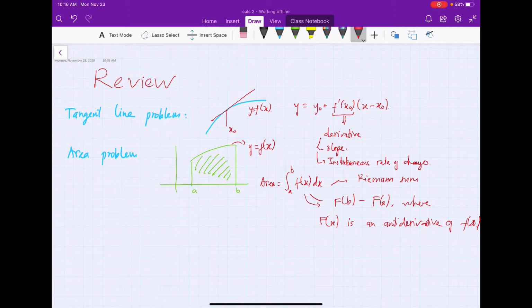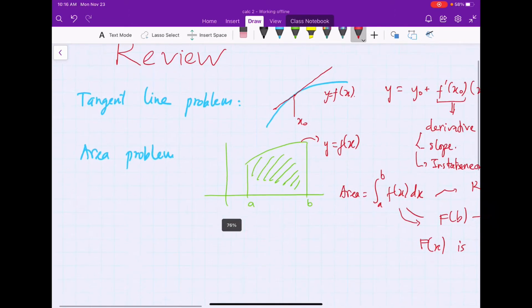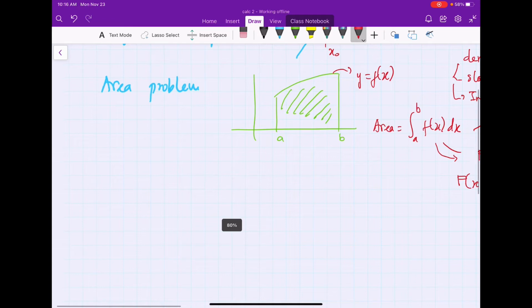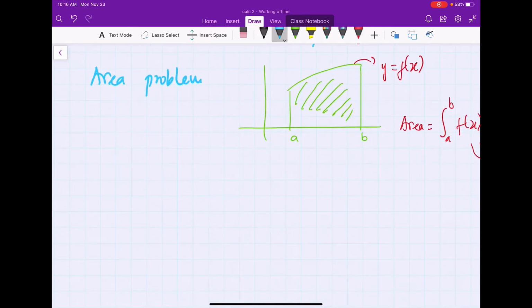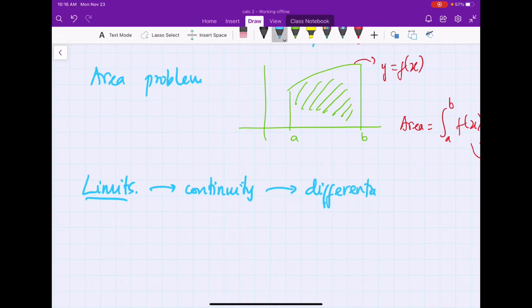Okay, but overall in this calculus course we study four modules. The first one is limit. Second one is continuity, and then differentiability, and finally we study integration.